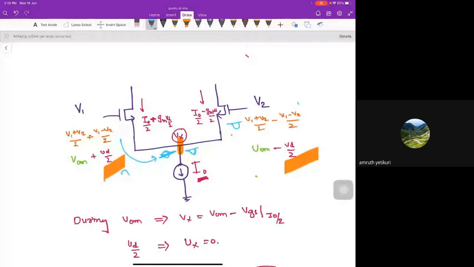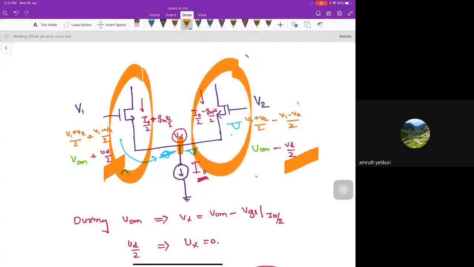Intuitively, and also mathematically, both are symmetric circuits. With antisymmetric excitation you are giving Vd by 2 and minus Vd by 2, so this node will be at the AC ground. If you apply Vd by 2 here, the current will flow in that direction, which will be Gm Vd by 2. If we apply minus Vd by 2 here, the current will flow as minus Gm Vd by 2.